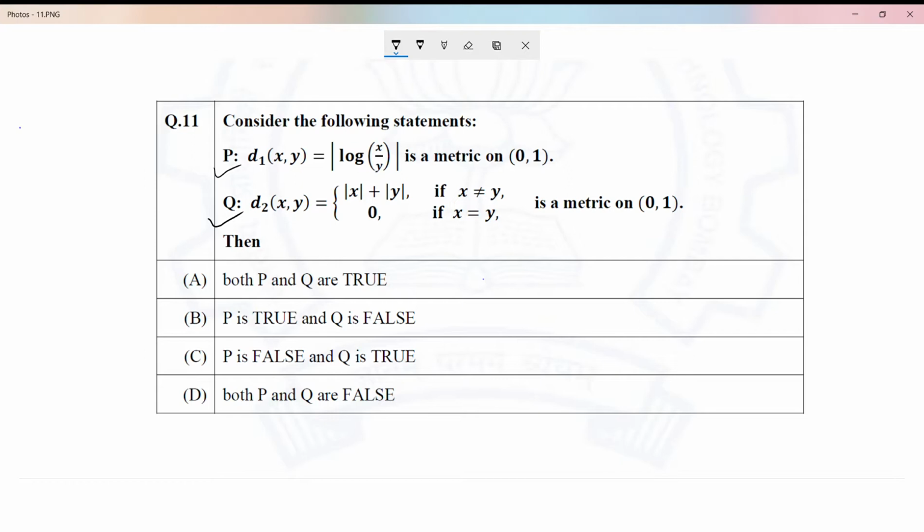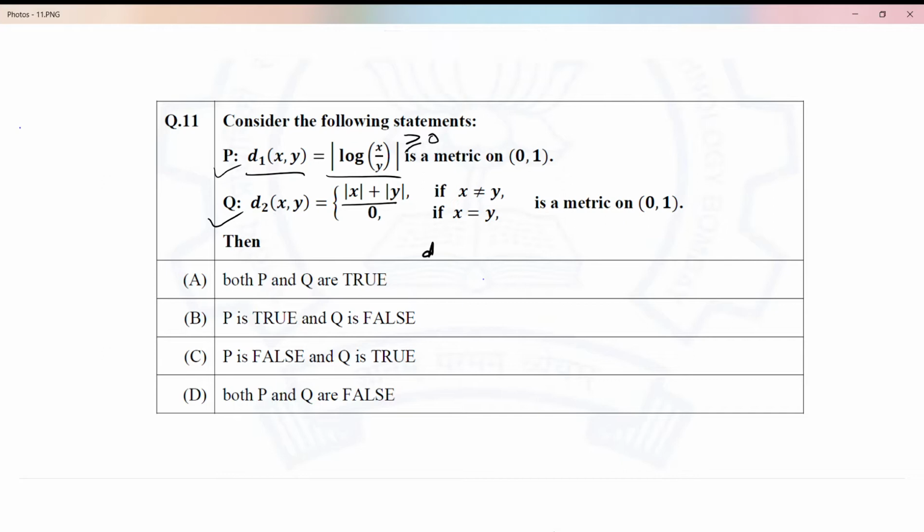So by the first property we have to say d of x, y is greater than or equal to 0 or not. So clearly this is always non-negative because this is the modulus of something. So property number one is obviously satisfied for this d1 and d2 also, because this is also a modulus of something, or zero. So for property number two, which says that d of x, y is equal to 0 if and only if x equals y.